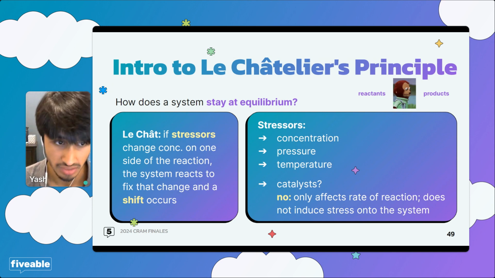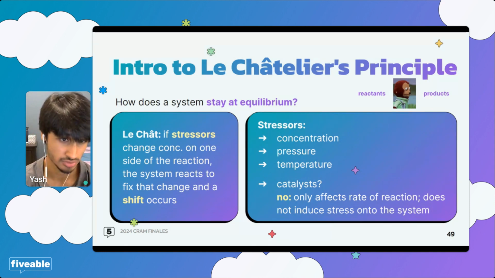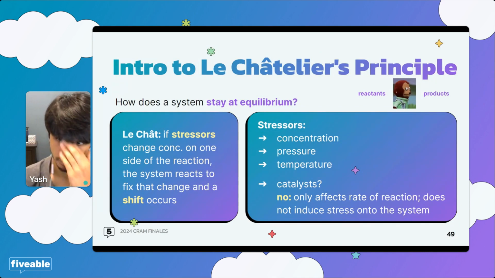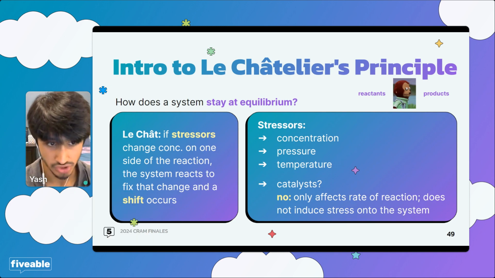For example, if you have a system where your reactants go into products, and you add a bunch of reactant, the system will shift towards products, using up those reactants and therefore mitigating the stress that the additional reactants place on the system. You can use Le Chatelier's principle for concentration, temperature, and pressure. We'll be going through lots of examples of how this works in the next slide.